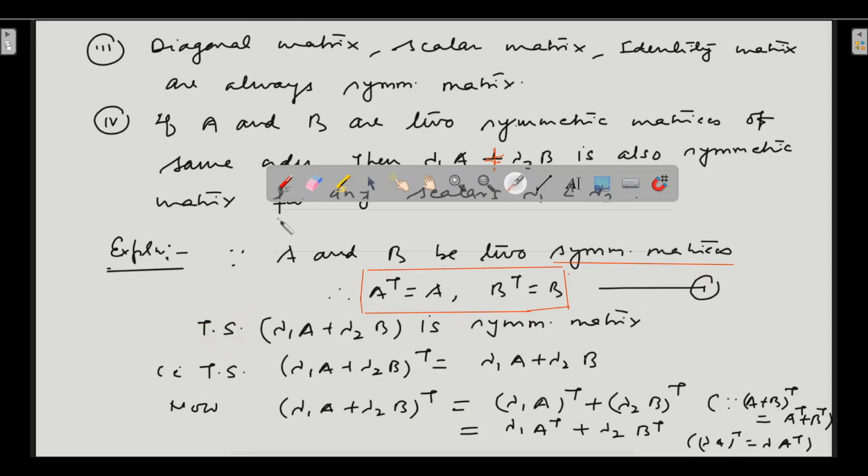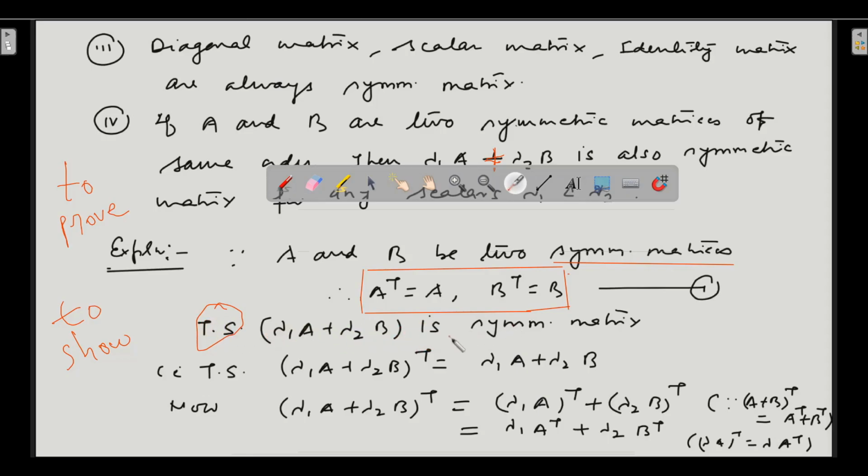Now TS means to show. So what does this TS mean? It means to show that λ₁A plus λ₂B is a symmetric matrix. We have to show this. Whenever you solve any proof type of problem, any to-prove problem in mathematics, what are the first steps? The very first step is that you have to write the given information, and after that you have to write what to show, and then we move on towards the proof.